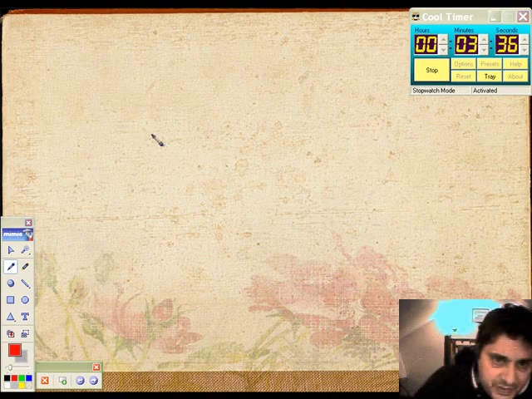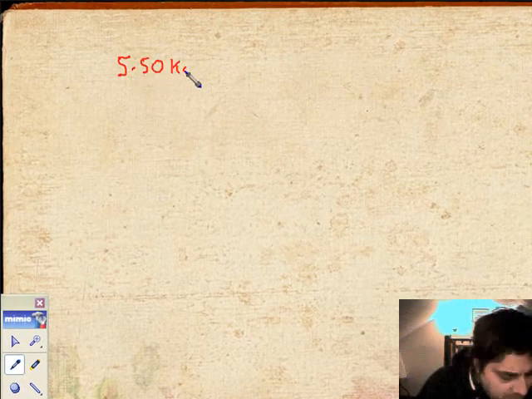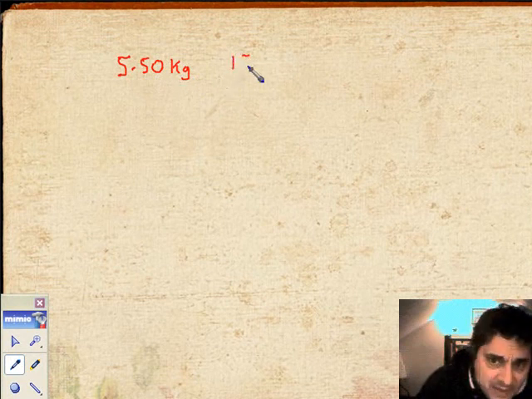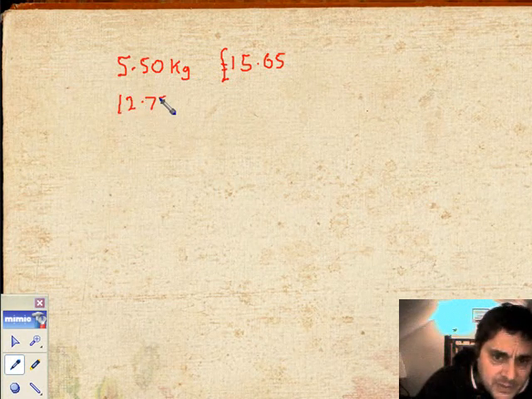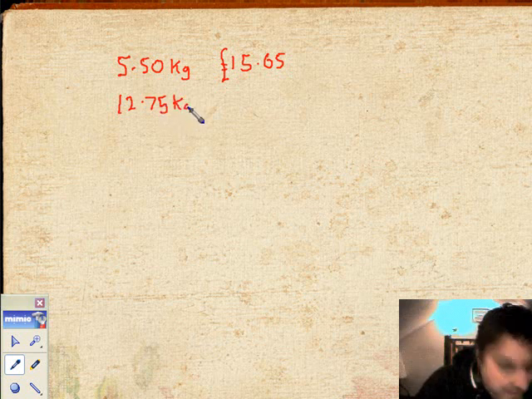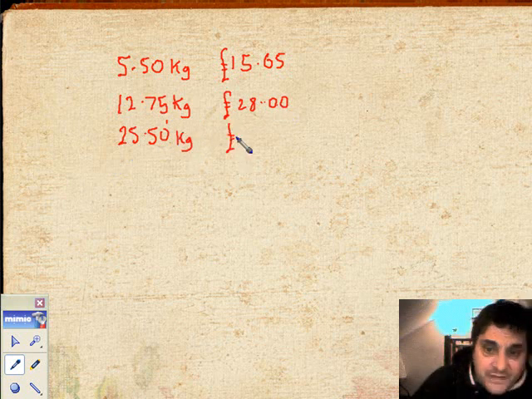So I'm going to put packets of bird seed. I've got a 5.50 kilogram bag, and that's going to cost me £15 and 65p. Put a little pound sign there. Next one is 12.75 kilograms, and that's going to cost me £28 exactly. And the last one is going to be 25.5 kilograms. Let's put a 0 on it so it matches, and that's going to cost me £53 exactly.